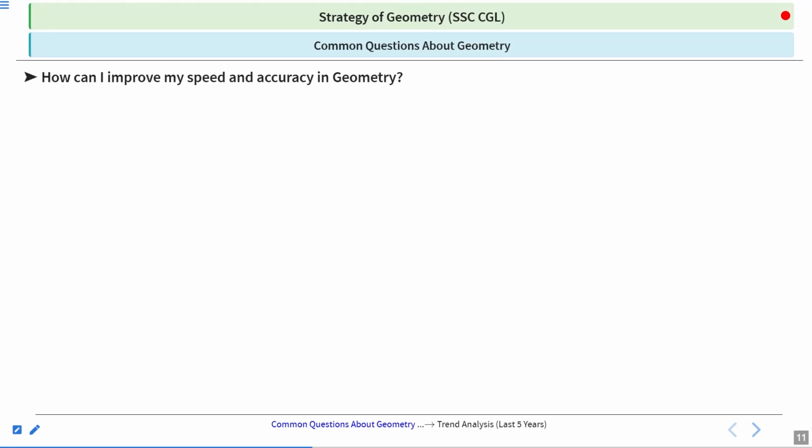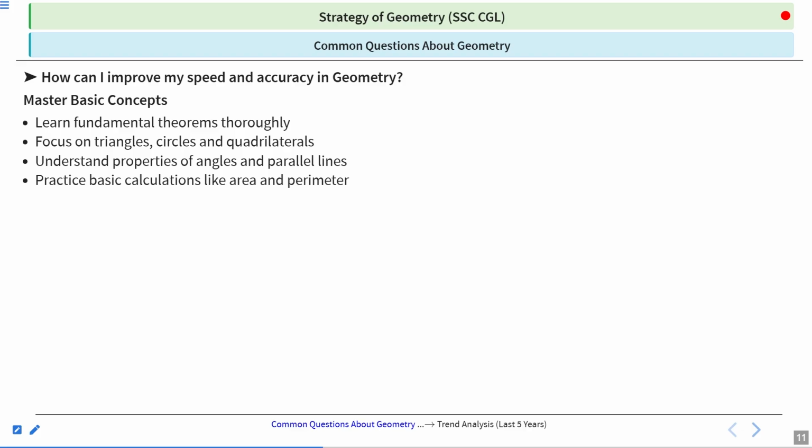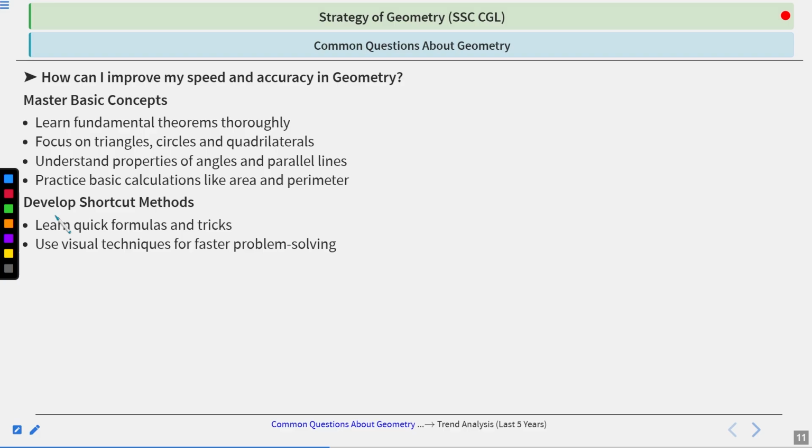Next question is, how can I improve my speed and accuracy in geometry? First, master basic concepts: learn fundamental theorems thoroughly, focus on triangles, circles and quadrilaterals, and understand properties of angles and parallel lines. Practice basic calculations like area and perimeter. Develop shortcut methods for improving your speed and accuracy: learn quick formulas and tricks, and use visual techniques for faster problem solving.